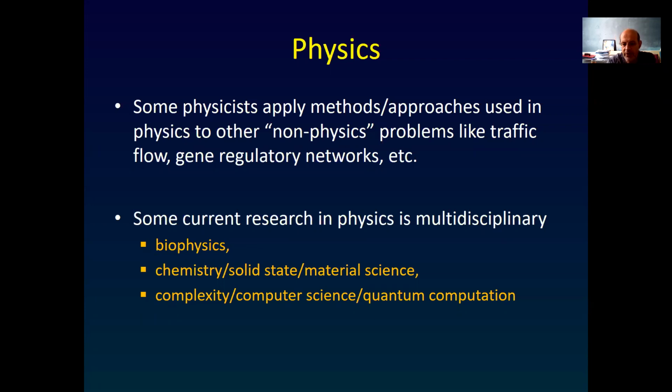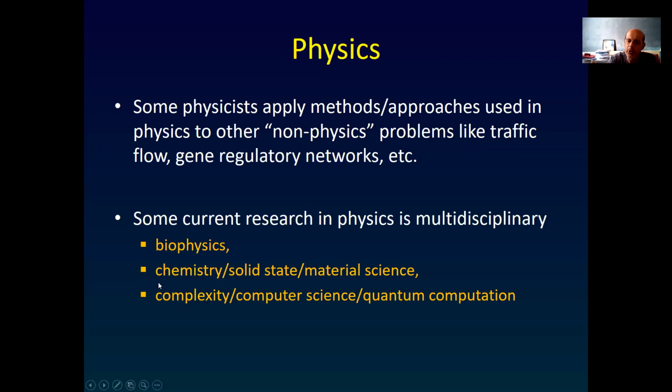In any case, as a result, some current research in physics is multidisciplinary. Biophysics is one of the things that you hear a lot nowadays. There are lots of different areas in biology that physicists are working on, like the protein folding problem, the electron transport in photosynthesis, gene regulatory networks, and things like that. So there are many branches of biology where some physicists are making important contributions.